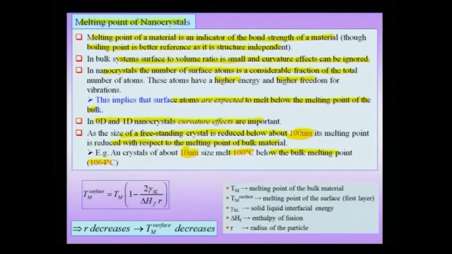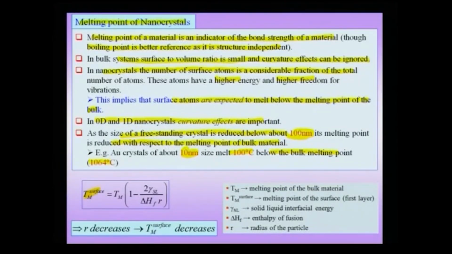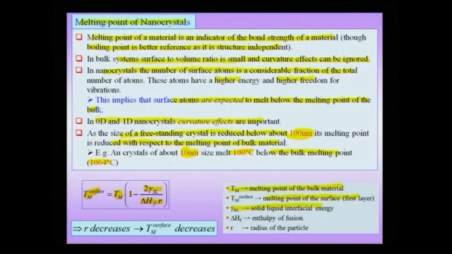Now, there is a continuum formula which exists, and how correct or accurate this formula is, we will ignore for now. We will consider a formula in which the melting point of the surface is given with respect to the melting point of the bulk material. The formula goes as T surface melting is Tm times 1 minus 2 gamma solid liquid by delta Hf times R, where Tm, as we noted, is the bulk melting point. The surface melting point, as if we are assuming now that the surface atoms are melting first, gamma solid liquid is the solid liquid interfacial energy, delta Hf is the enthalpy of fusion of the bulk material, and R is the radius of the particle.